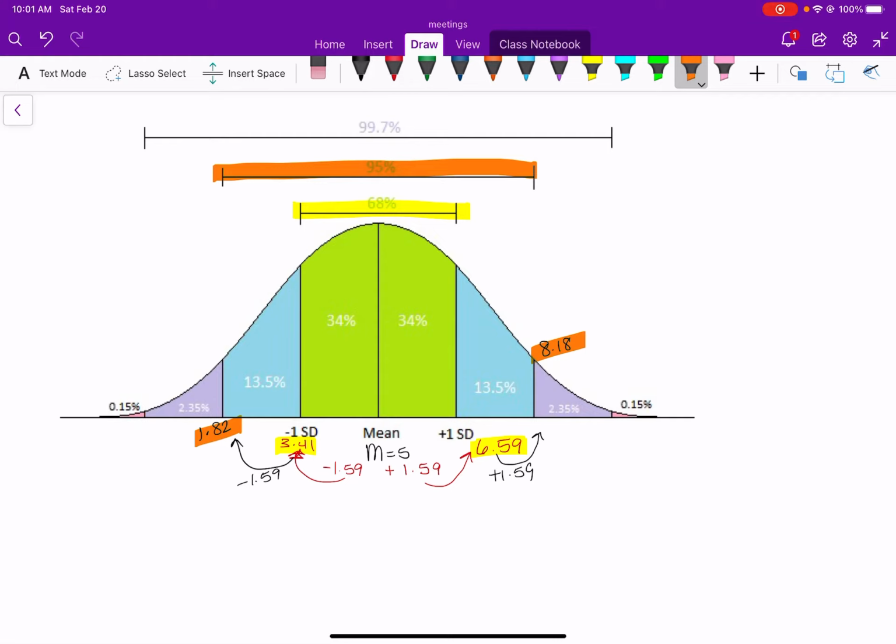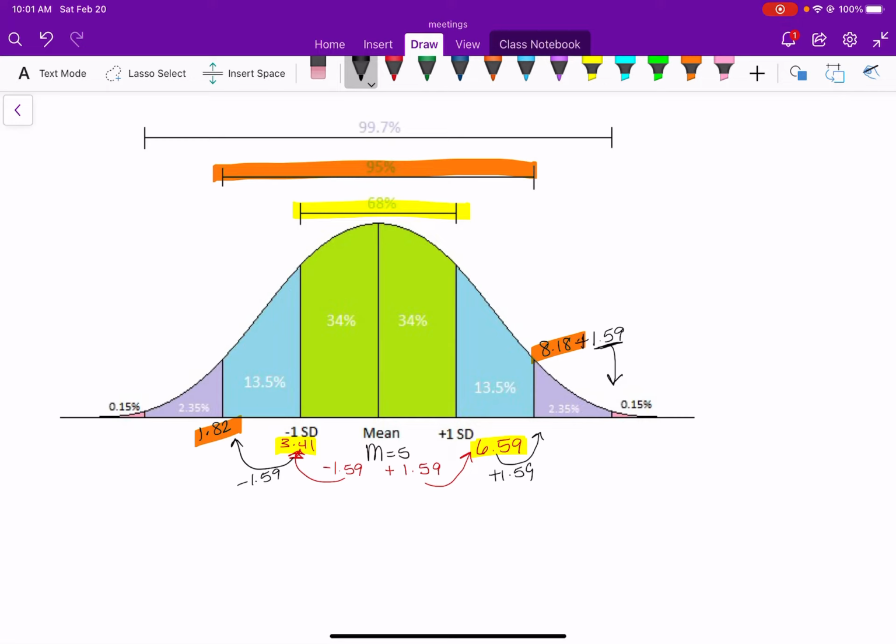We can do this one more time. Again, I'm going to take this and add 1.59 to it. That's going to give me a third standard deviation. Notice that I'm adding that same value, my standard deviation, so I'm going one more out. So 8.18 plus 1.59.